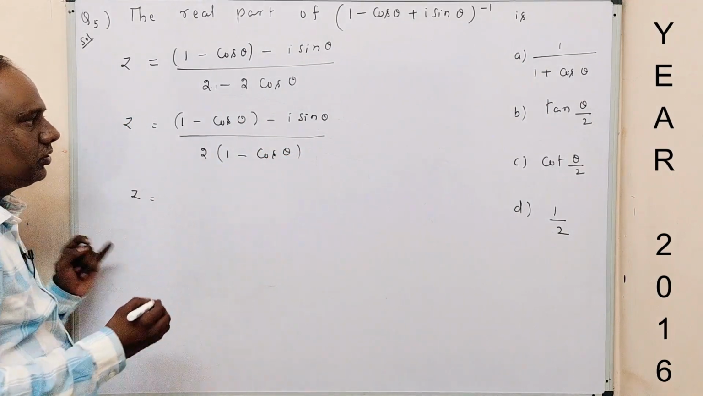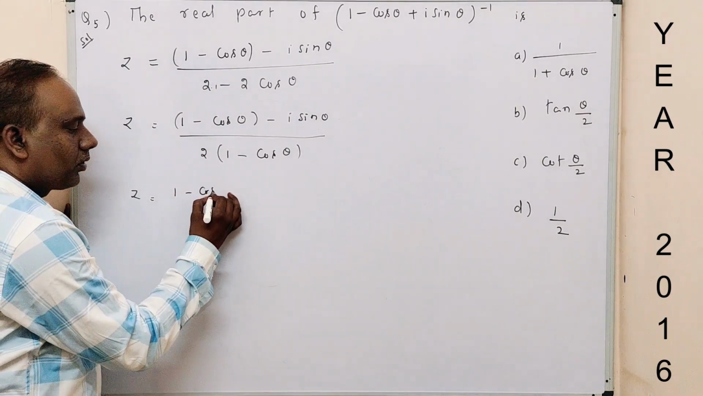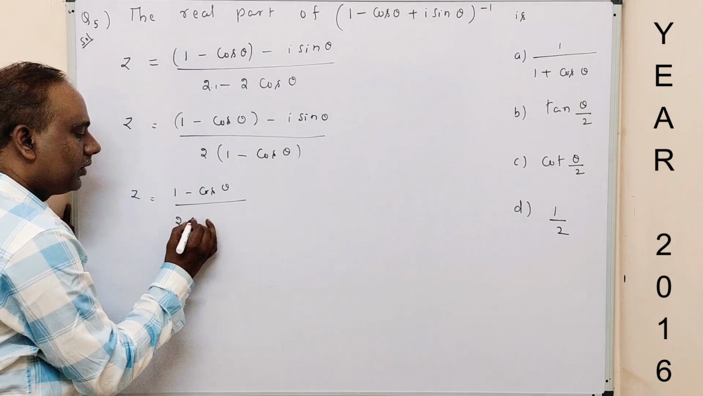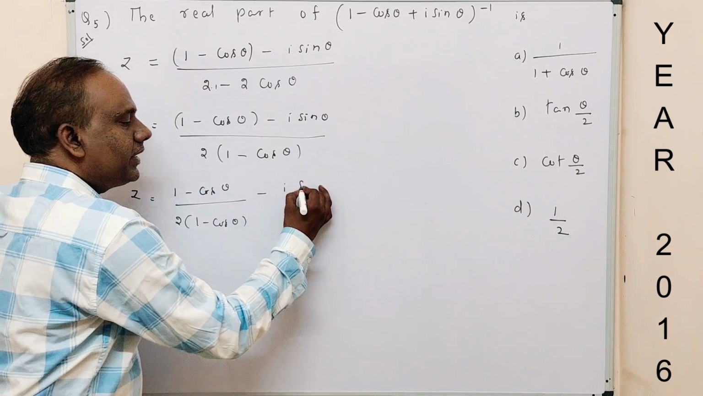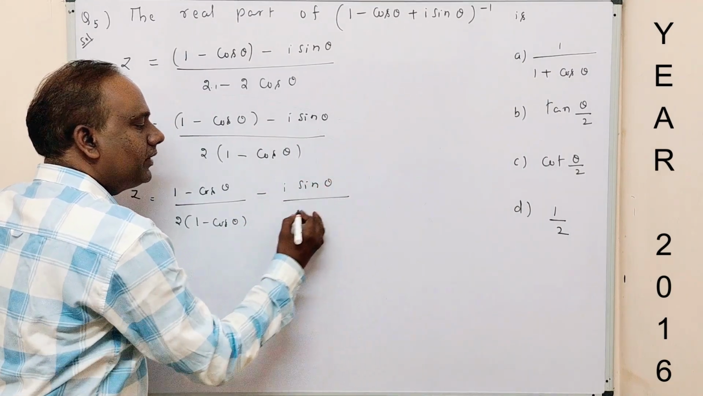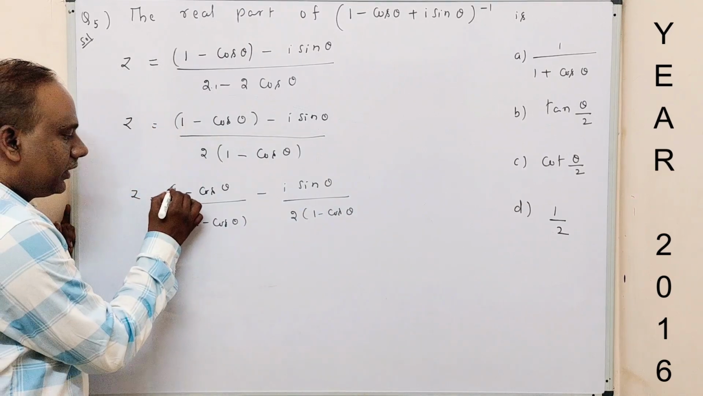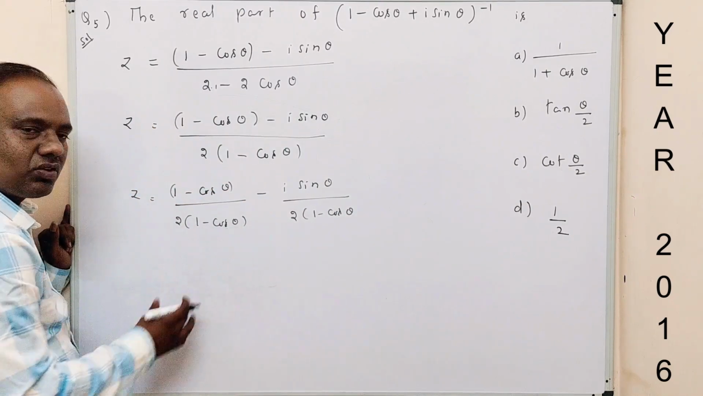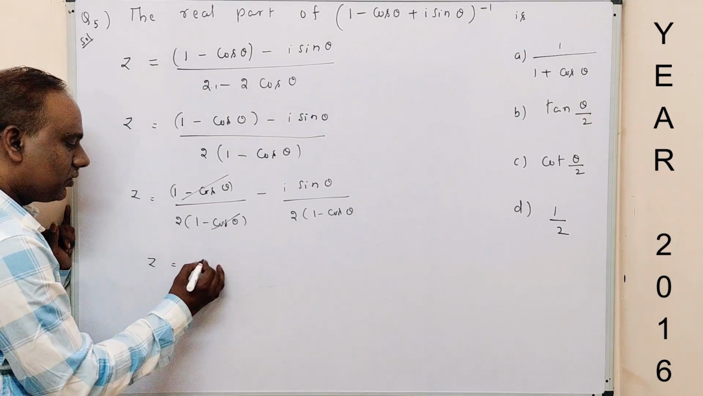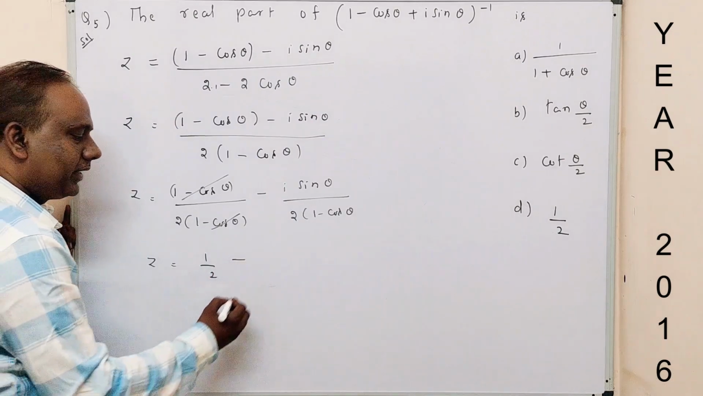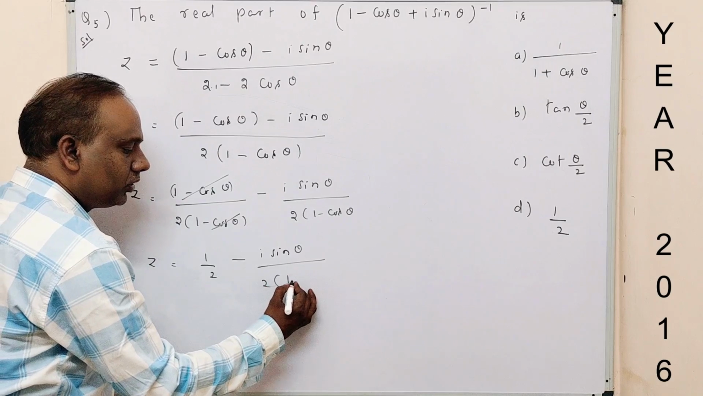Now Z is equal to, now you can split into 2 parts, that is (1 minus cos theta) by 2 into (1 minus cos theta) minus i sin theta by 2 into (1 minus cos theta). So it is 1 minus cos theta, it is also 1 minus cos theta. These two cancel. So Z is equal to 1 by 2 minus i into sin theta by 2 into (1 minus cos theta).